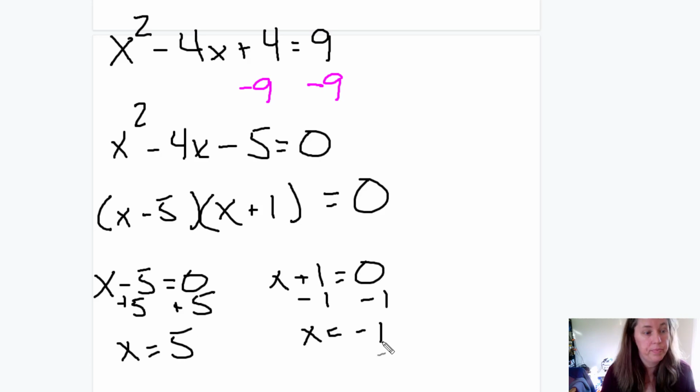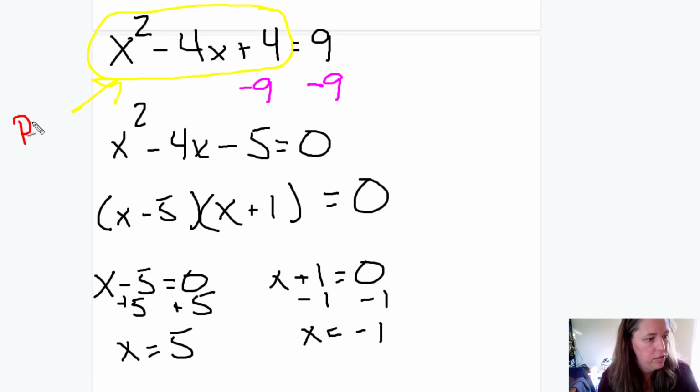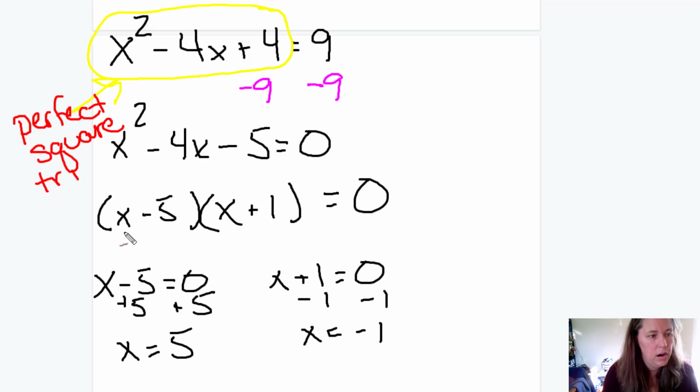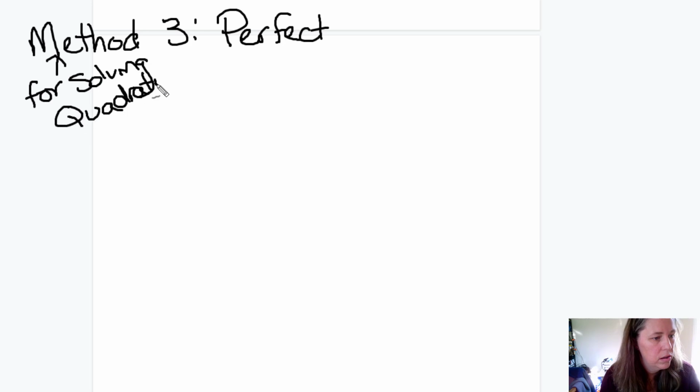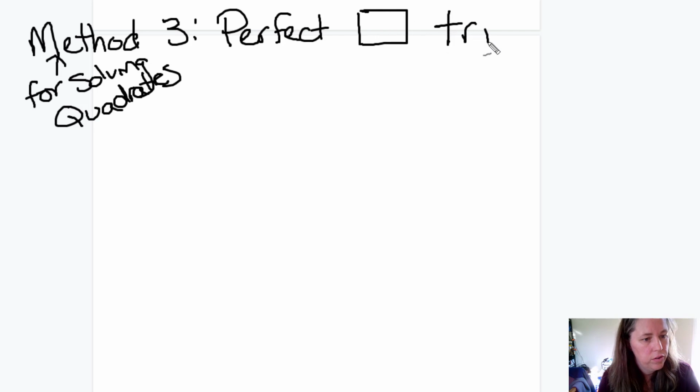I thought you were showing me something new, Mrs. Novak. Well, you might notice that this that I'm circling in green here, or yellow, is that yellow? This x squared minus 4x plus 4 just so happens to be a perfect square trinomial, which is going to give us our next method, which is, this is going to be a long video, guys, sorry, which is going to be method 3. It's the perfect square trinomial method. And this is a method for solving quadratics.